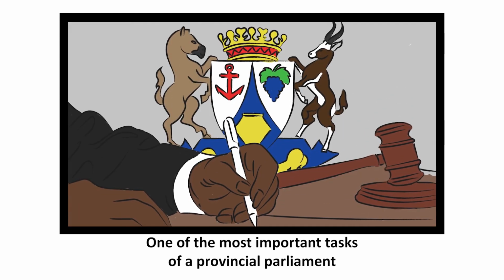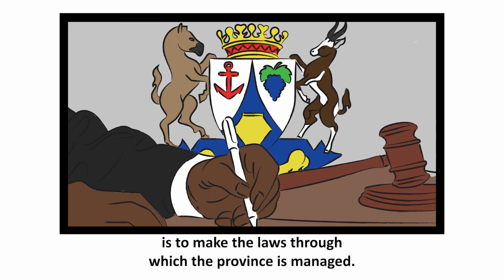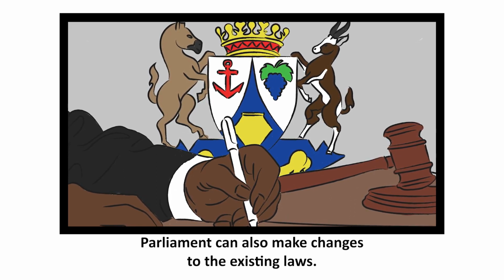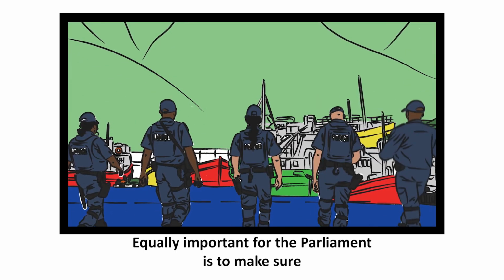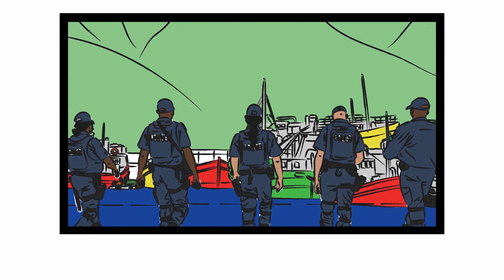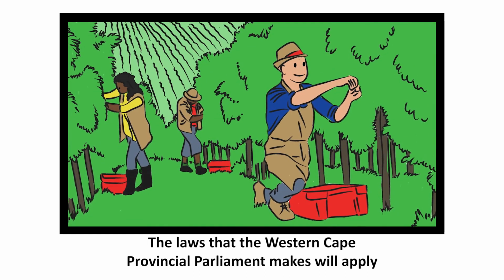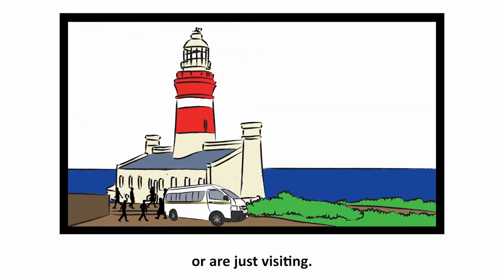One of the most important tasks of a provincial parliament is to make the laws through which the province is managed. Parliament can also make changes to the existing laws. Equally important for the Parliament is to make sure the laws are implemented correctly and fairly. The laws that the Western Cape Provincial Parliament makes will apply to all who live in the province, who work here, or are just visiting.